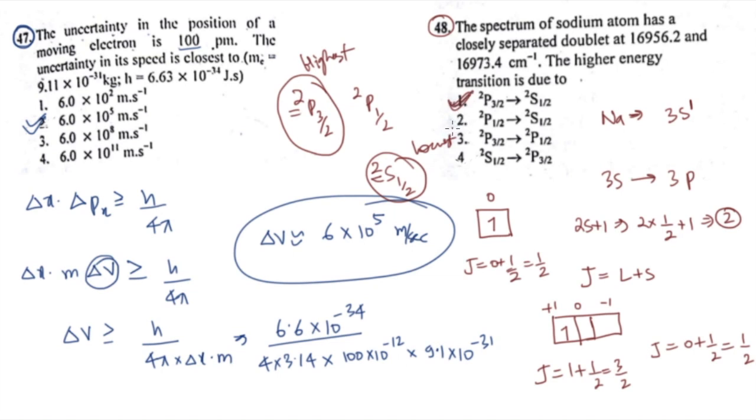Let's take some more questions and see how they have to be done. Fine, let's take this particular question. It says that the third and fourth line in the rotational Raman spectrum of CO are separated by 8 cm inverse. The CO bond length is given by.